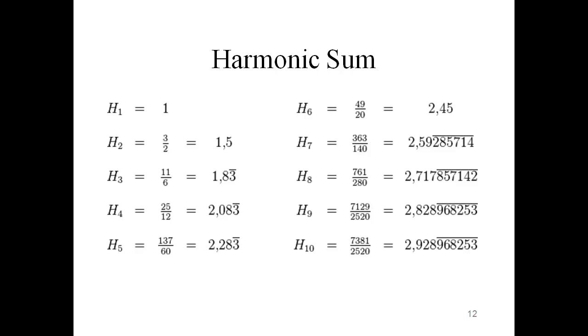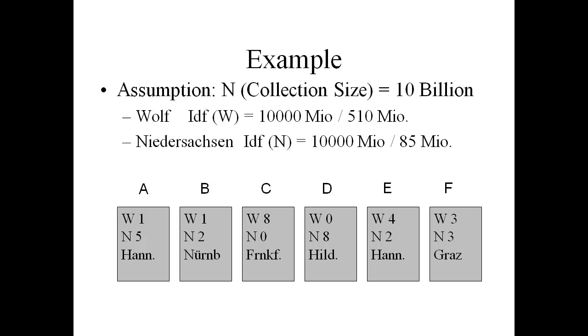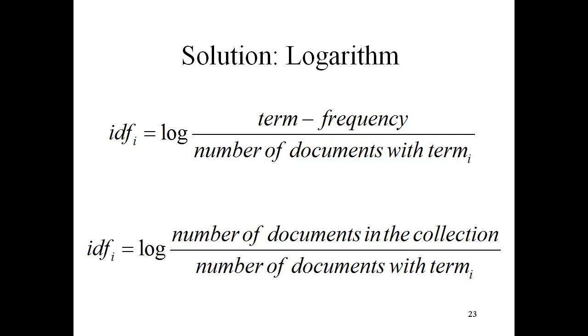And the main issue why it's a problem is that we have a difference between 1 and 5, which is very high. So in practice, we should also use a logarithm here or harmonic sum for the IDF. And that is also done in practice. IDF is also typically logarithmed before it is used.